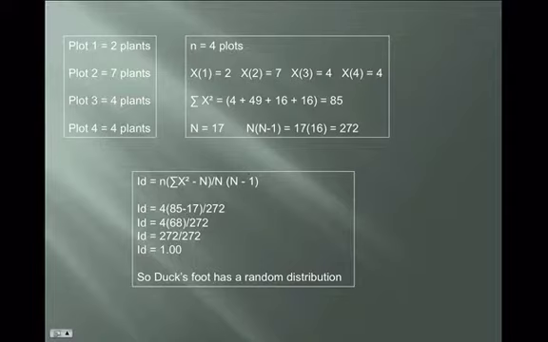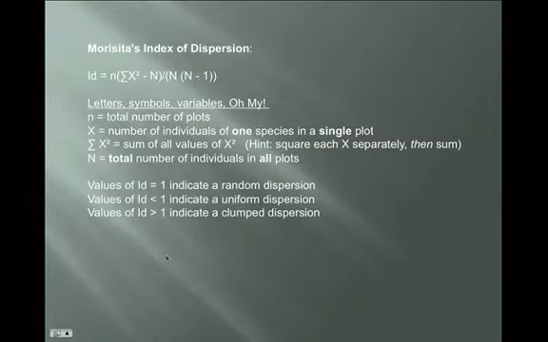And the denominator is composed of the number of individuals in the entire area times the number of individuals minus 1. So in this case, it's 17 times 16, which gives you a total denominator of 272. And in this case, 4 times 68 equals 272. So then you have 1, which, relating it back to the values of the dispersion index, it's randomly dispersed. So in this case, duck's foot is randomly dispersed within this area.